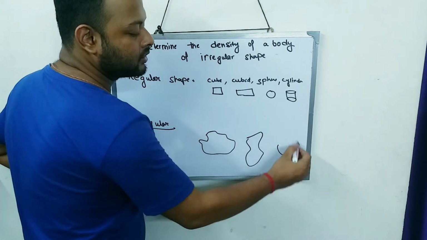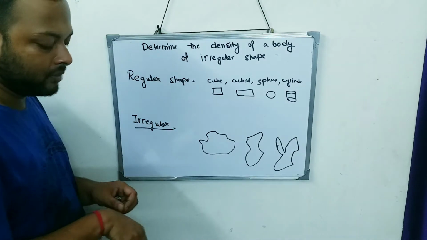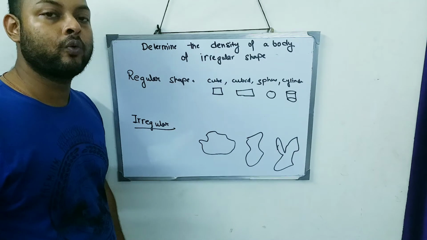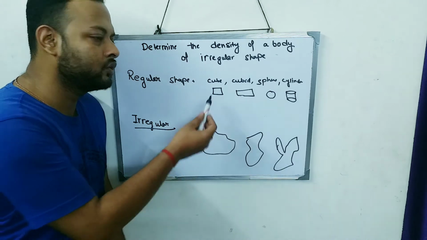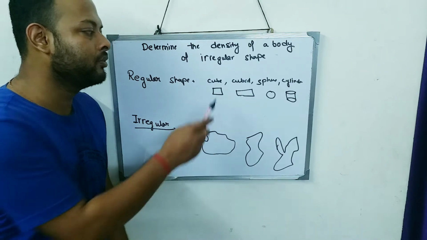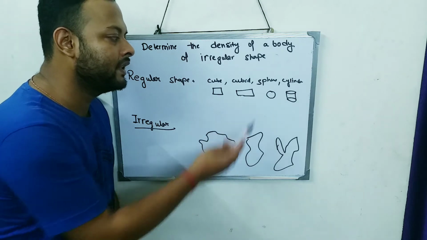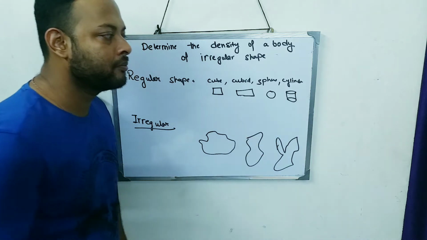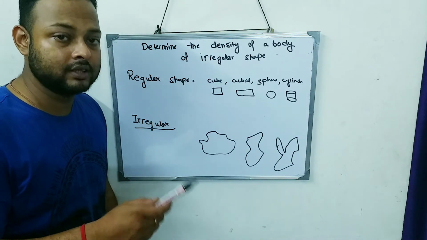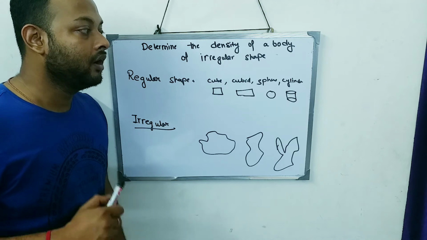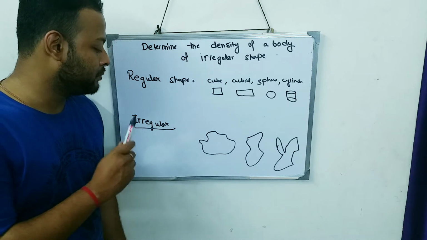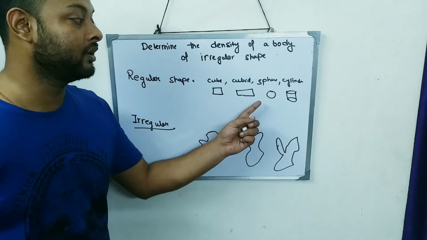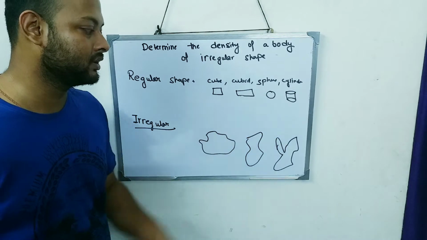Now the problem is, to get the volume of a regular shape is quite easy, because we just need to put in the formulas. For cube, side cube; for cuboid, length into breadth into height; for sphere, 4 by 3 pi r cube; for cylinder, pi r square h. We have discussed all these things in the previous lectures.